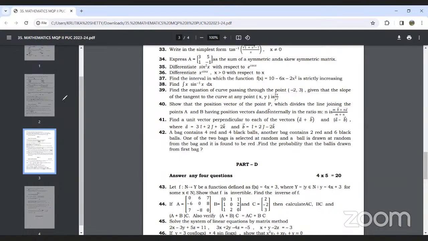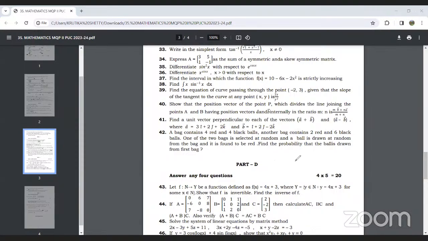Okay. And see question number 40: show that the position vector of the point P which divides the line joining A and B, having position vectors A and B, internally in the ratio m is to n, is m into vector B plus n into vector A divided by m plus n. So here we need to derive the formula for the point of internal division.